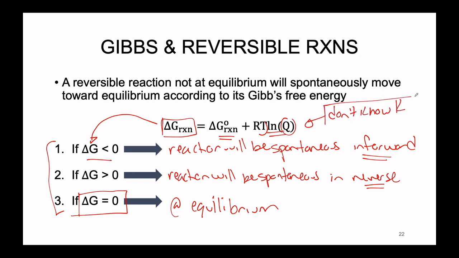You don't know K. But if you do have the means to calculate this Gibbs free energy at standard conditions, you can now calculate the Gibbs free energy for your reversible reaction and use the value, whether it is positive, negative, or equal to 0, to tell you whether your reaction is going to be spontaneously progressing in a given direction or if it is already at equilibrium.